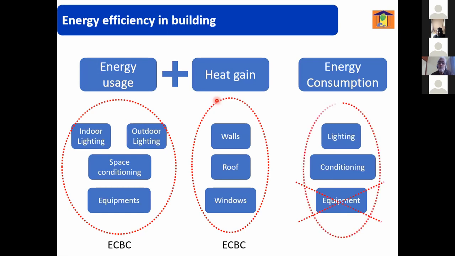There's something called EPI, that is Energy Performance Index, which is basically how much energy you are using annually per square meter. That is defined by one, once I have a heat gain within my building, how much air conditioning is required to mitigate that heat gain. Secondly, how much lighting is required after daylighting to make a visually comfortable environment within my building. Now, all of these systems are basically governed by ECBC in a building.